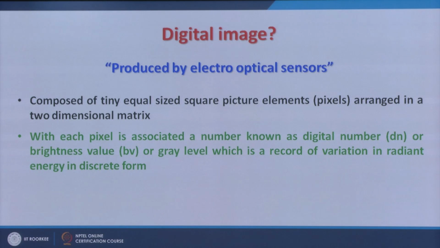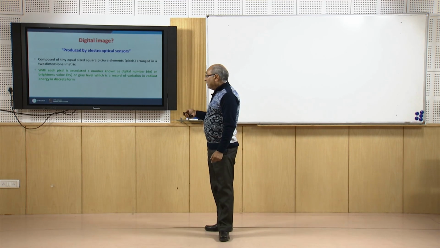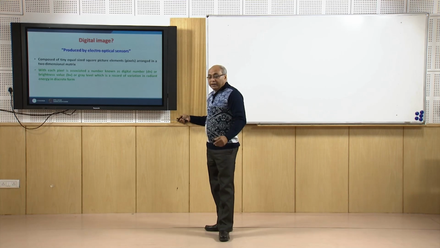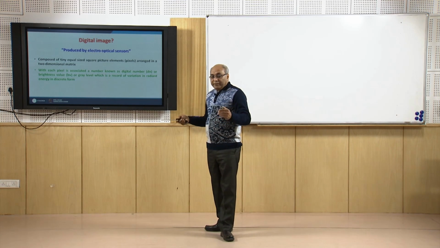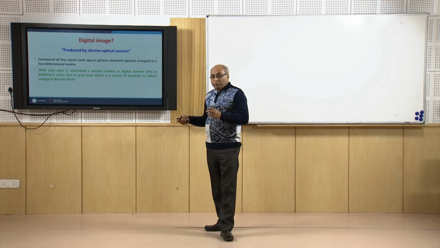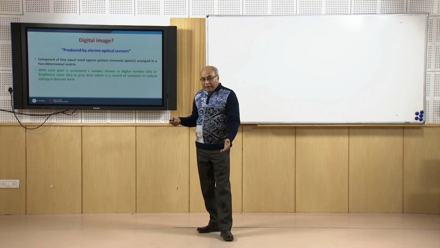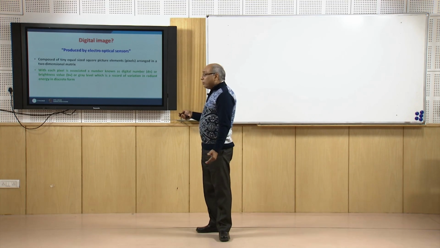What they are basically recording is a brightness value. If an object is reflecting very high, then a higher brightness value will be recorded. In terms of digital values, a higher value will be recorded. If it is reflecting very low, then a lower value will be recorded.